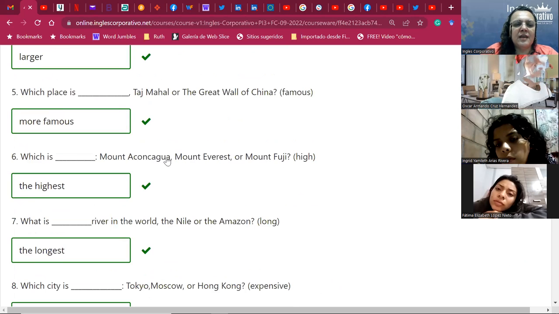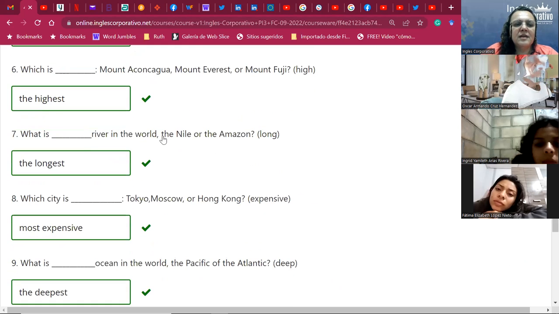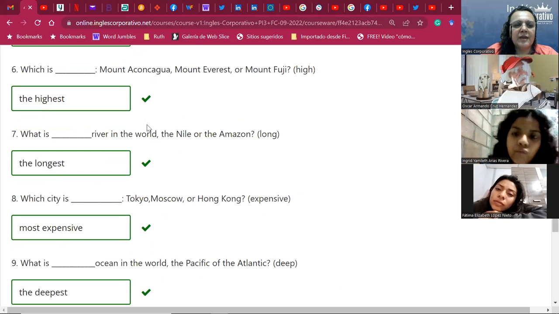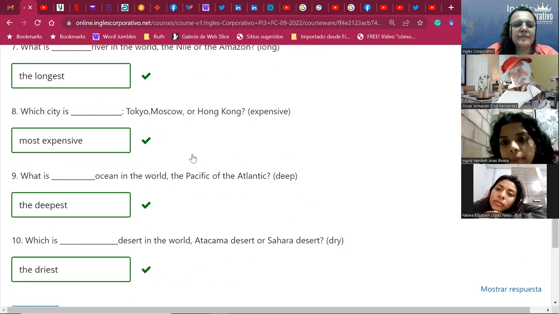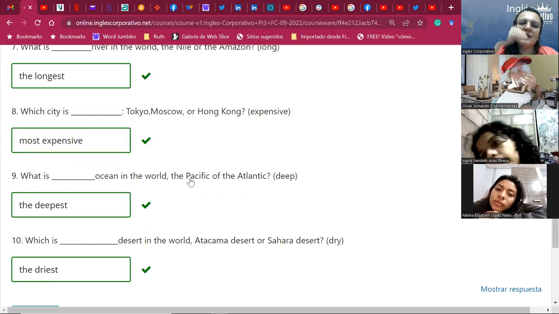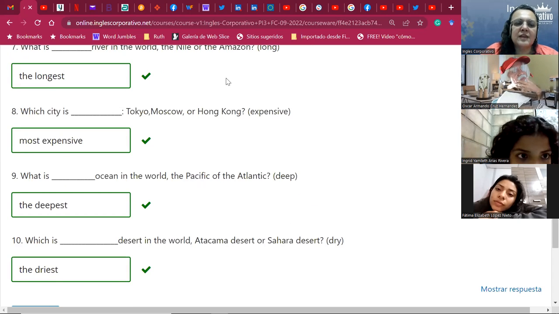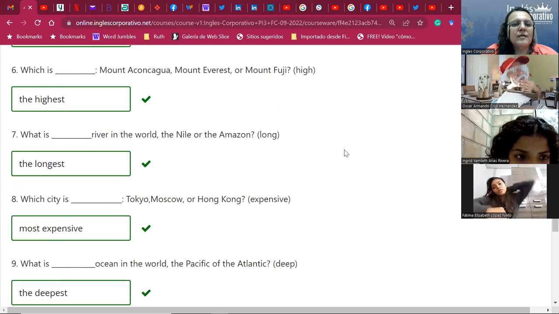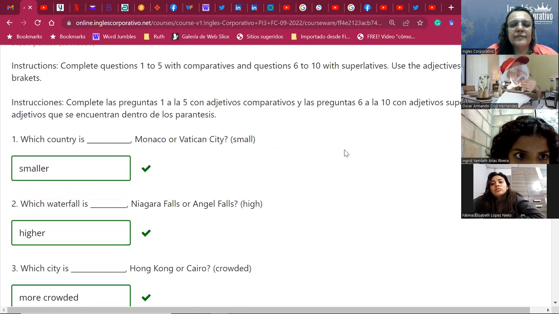And here is another one too. Here it says Nile and Amazon, but it says in the world, okay? When they say in the world, even when they are giving you just two choices, it's more than just two things, okay? Okay. Now let's go to the class.